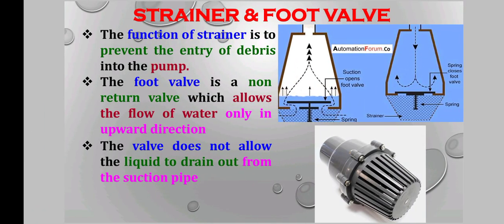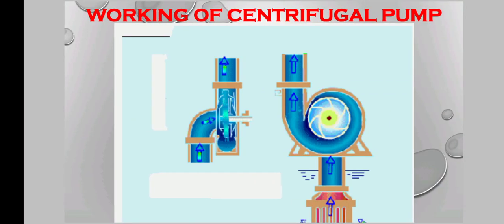Strainer and foot valve. The function of the strainer is to prevent the entry of debris into the pump. The foot valve is a non-return valve which allows the flow of water only in the upward direction. The valve does not allow the liquid to drain out from the suction pipe. The main function of the strainer and the foot valve is to help the water move from the downward direction to the upward direction, preventing the water from flowing in reverse, that is, from upward to downward.